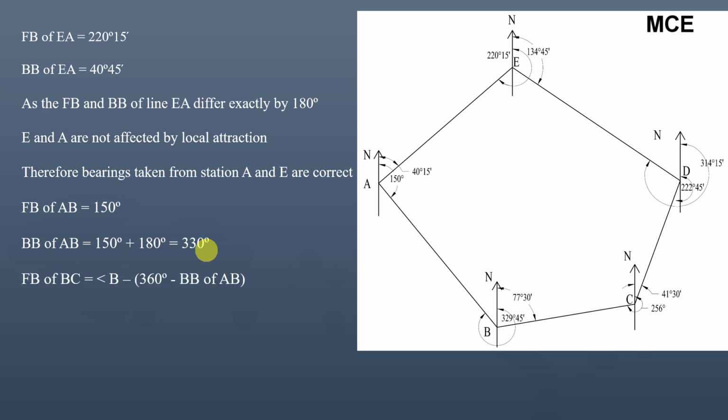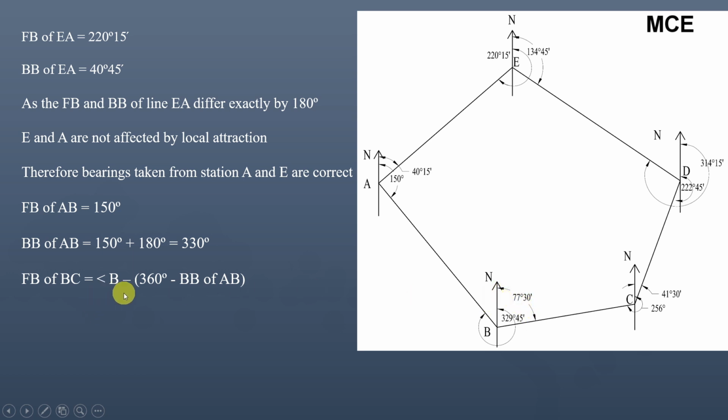Now the correct fore bearing of line BC, because there is a local attraction at station B and we have to calculate the correct fore bearing. Actual observed is 77 degrees 30 minutes, but the correct will be equal to angle B minus (360 degrees minus back bearing of AB). If you subtract from 360, which is the total circular angle, the back bearing of line AB, you will get this angle. And if you subtract it from the angle B, you will get the correct fore bearing of line BC.